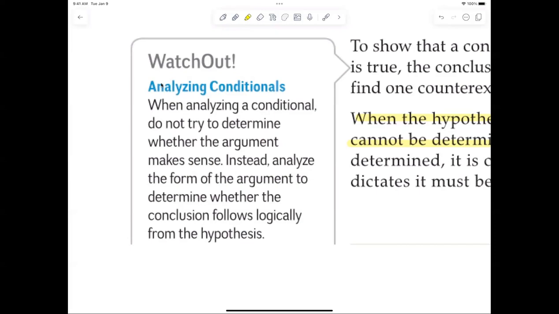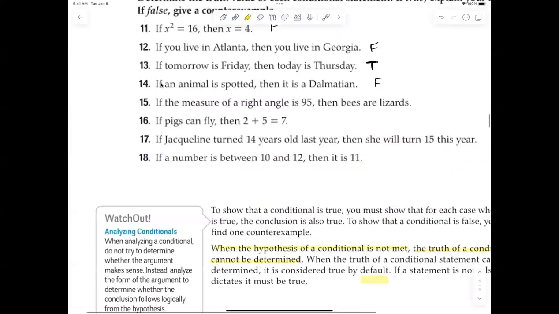So with that being said, we can look up here and say, if the measure of the right angle is 95, we know that's false. So it's true. It doesn't matter what is said over here. It's automatically true. Now, if you want to try to do some research on that for me and give me a better explanation, I'm willing to put in some extra credit for that.